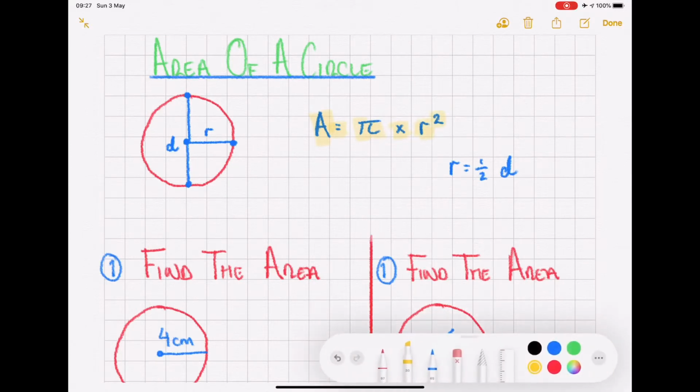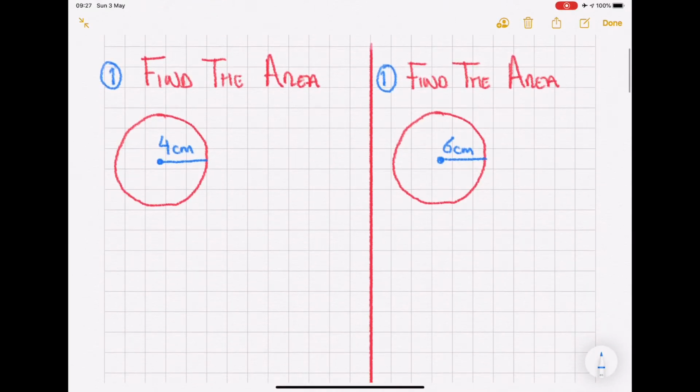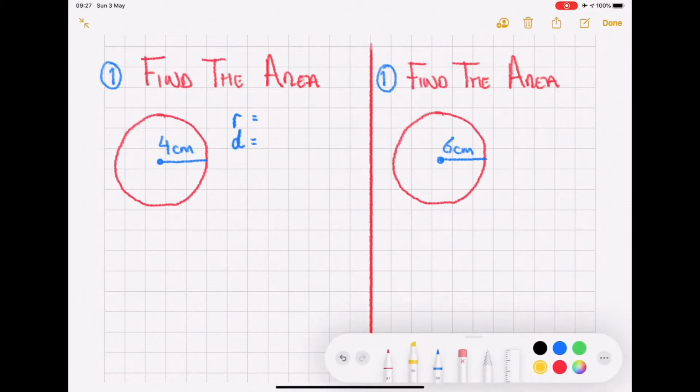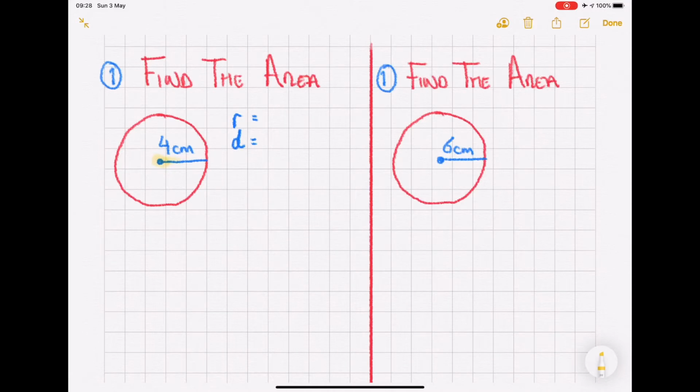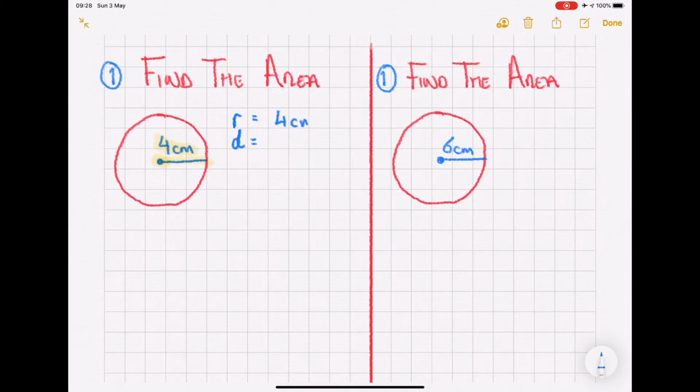Okay, so let's have a look at this first question. Find the area of this circle. Now, with any circle question, the first thing I want you to do is write down the radius and the diameter. So we put R equals, D equals. Now we can see in this question we've been given the length from the centre to the outside edge. Therefore that length there, 4 centimetres, is the radius. Okay, and if the diameter is double the radius, the diameter is going to be 8 centimetres.